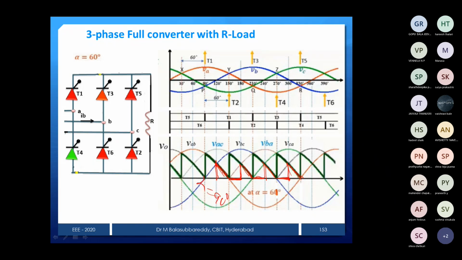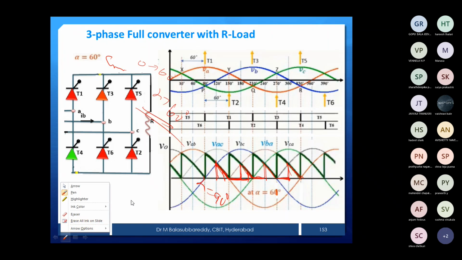And still, if I increase alpha, then what will happen? Only a small portion will be output, and the zero portion will be more, and you will get it like that. So that is the way we can represent your output voltage waveform. That shows the range of continuous mode and the range of discontinuous mode of operation. For continuous mode of operation, it is 0 to 60 degrees. Alpha greater than 60 degrees goes to discontinuous mode of operation for R load.